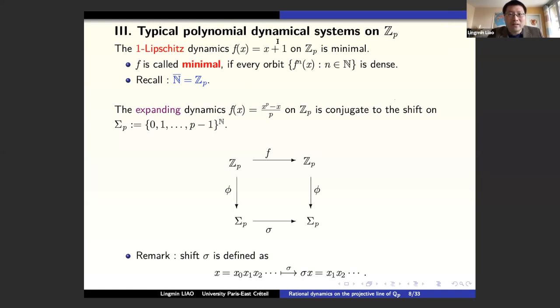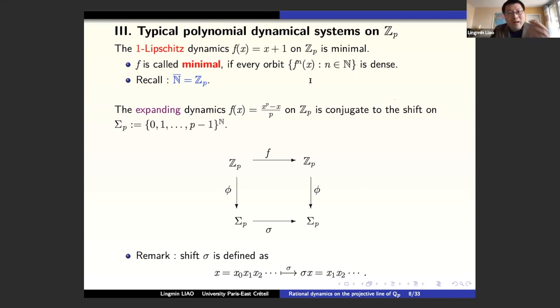One is just you take this transformation, this polynomial of order 1, x plus 1. This is a transformation defined on Z_p. To study the dynamics, you want to study the orbit. You want to know where a point will go with this iteration. One property we call minimal. Minimal means every orbit, if you take any point and iterate, the orbit will be dense in your space. That means the point with this iteration will go everywhere. So this is quite an important property.